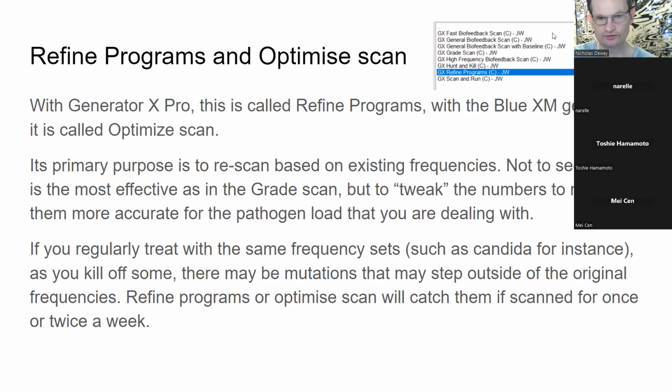What some people do is they take the results of their past biofeedbacks and will also run refined programs or optimized scan on the results. Optimized scan is a term we use for the XM generator with the pulse unit, and refined programs is the term we use for the generator X Pro unit biofeedback.